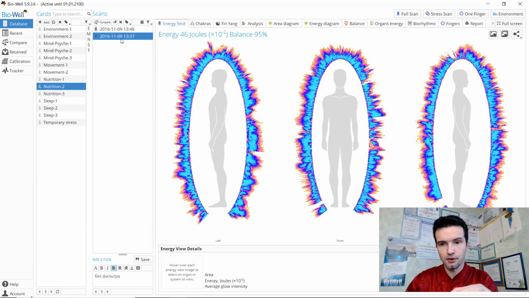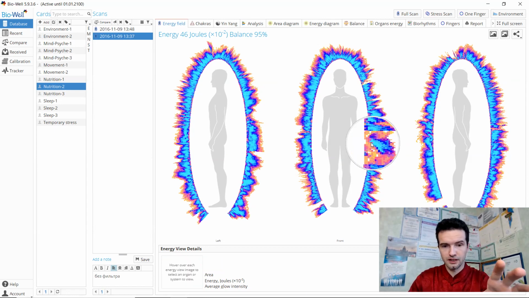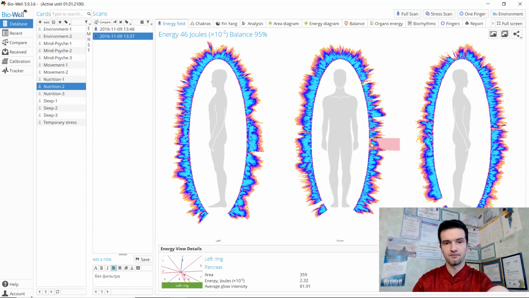In both cases, two scans were made for this person. It looks the same. So it means that in this case, visual analysis has helped us to find out the problem of this person, and we can further on concentrate attention of this person to nutrition in order to solve the issue with the pancreas.